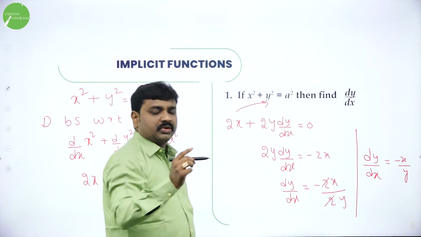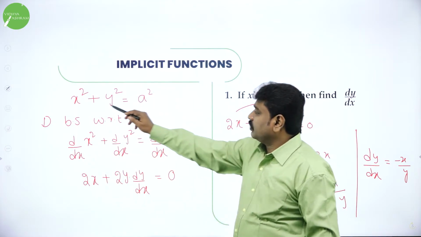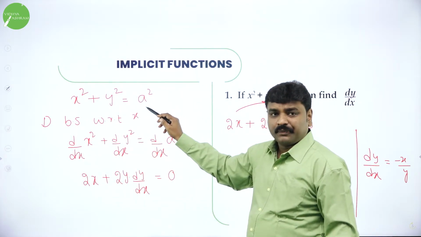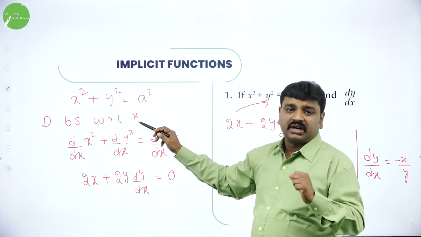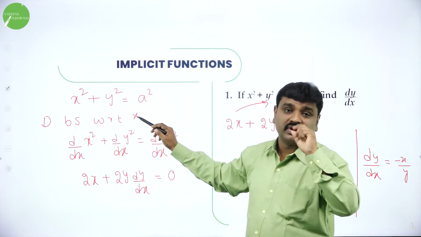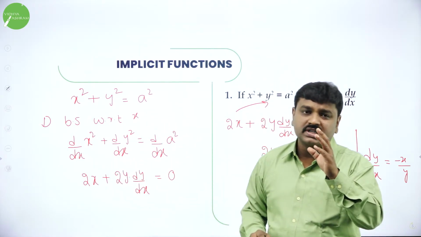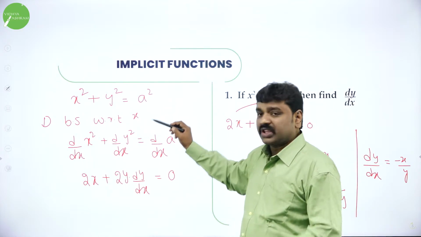This is the first problem. So I'll give you the basics of the problem. You see x square plus y square is equal to a square. Here y is not separated, therefore it is implicit, meaning it is not in the form y is equal to f of x. If a function is not in the form y is equal to f of x, we call it implicit.